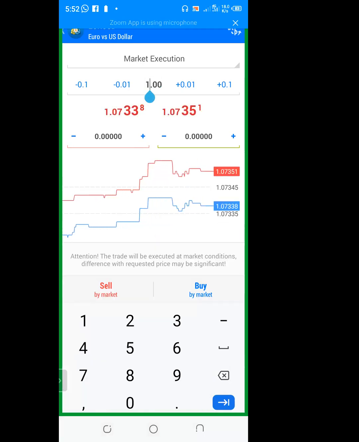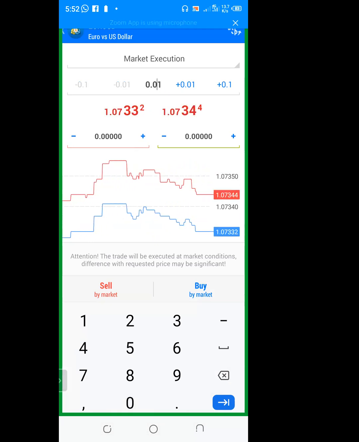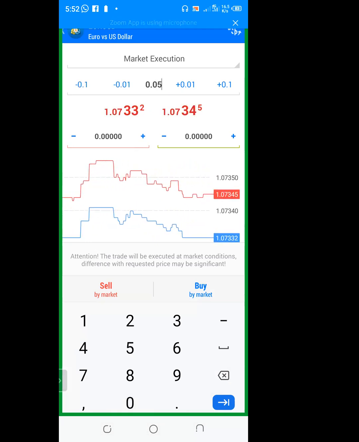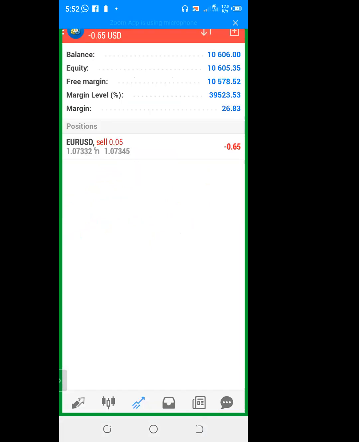Now click on sell. Once you're done, click on sell. After changing that lot size, everybody click on sell. So John has placed the sell. Should also place in sell now. Good.